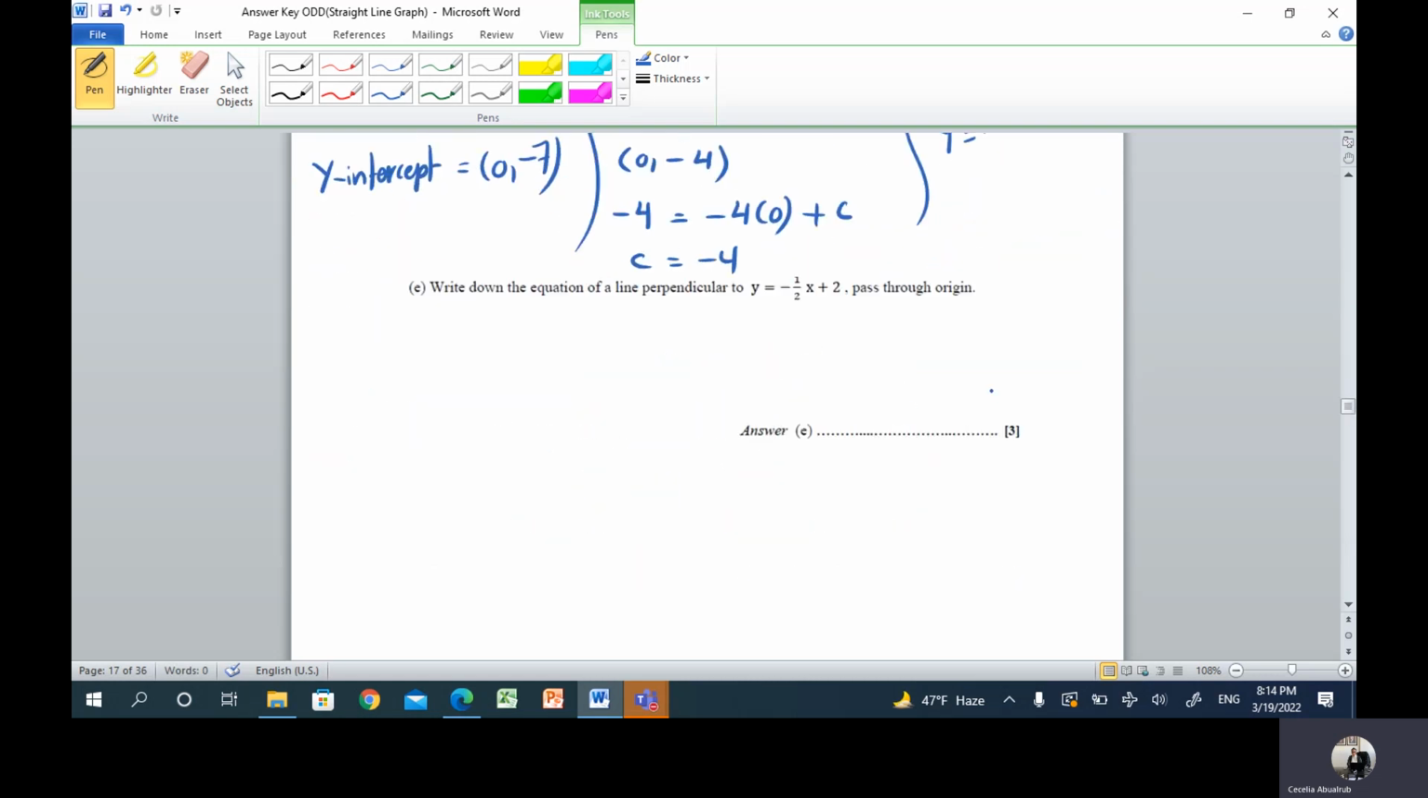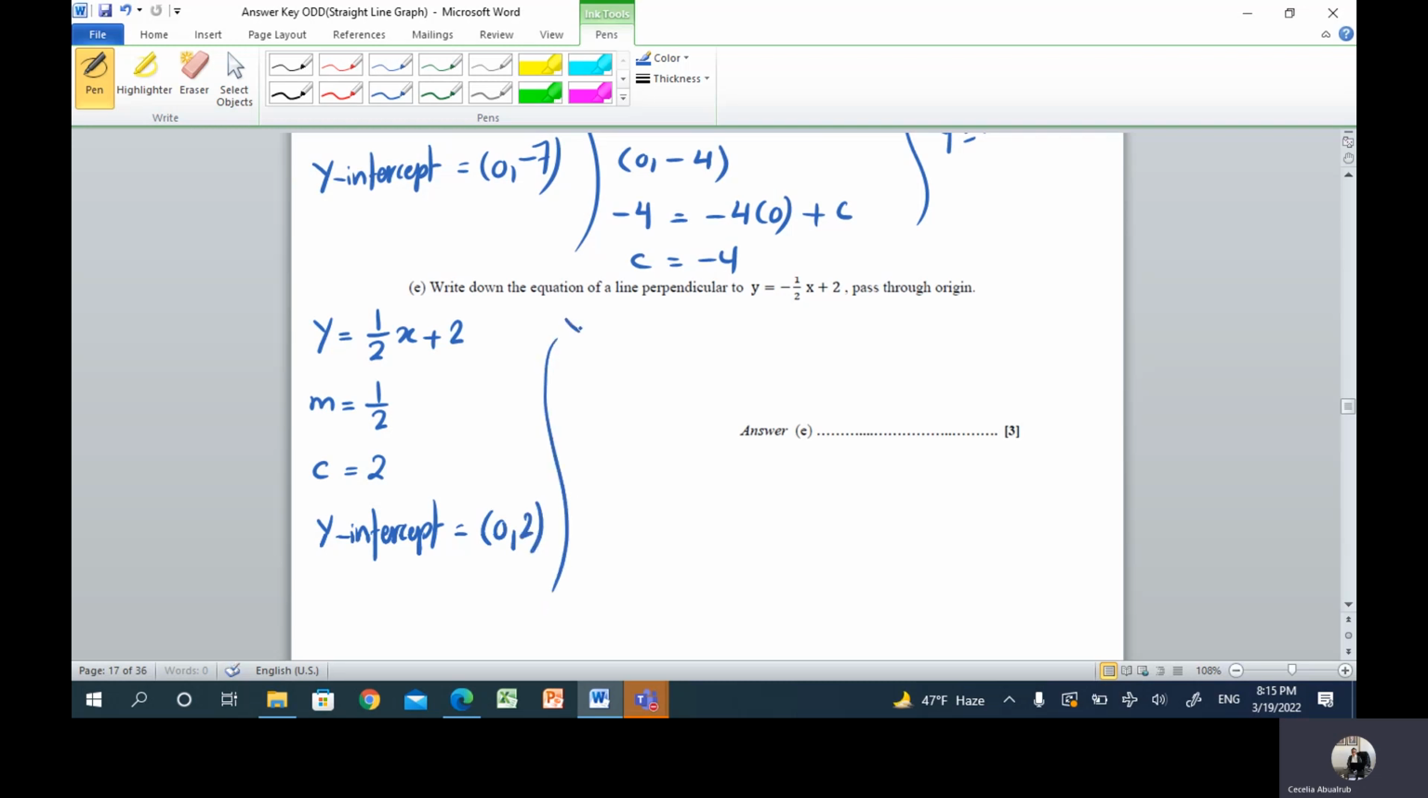Okay, let's go to part E. Write down the equation of a line that is perpendicular to y. So the given line is y = 1/2x + 2. What is the gradient of this line? It's the coefficient of x, so it's 1/2. What is c? It's 2. What is the y-intercept? It's (0, c), so it's (0, 2).